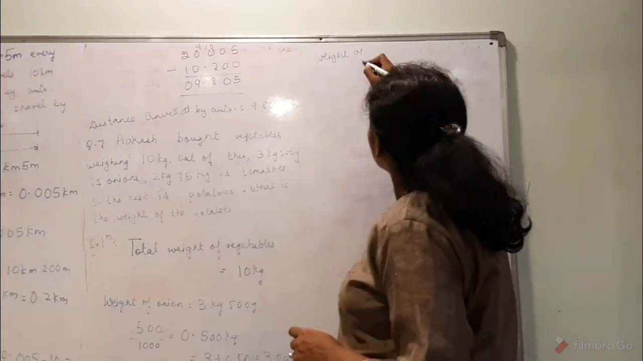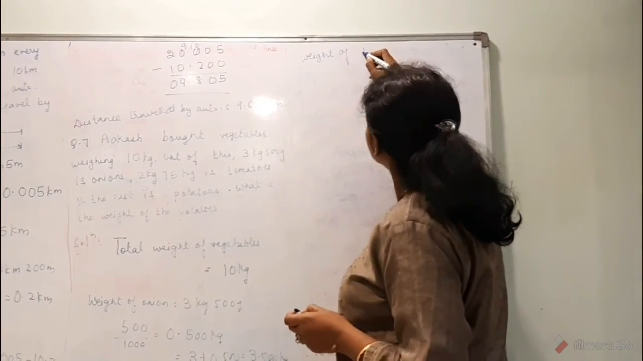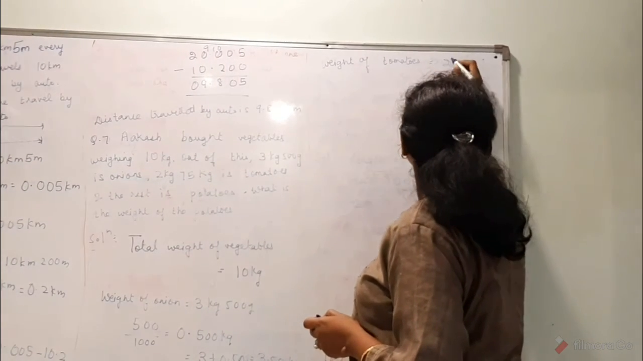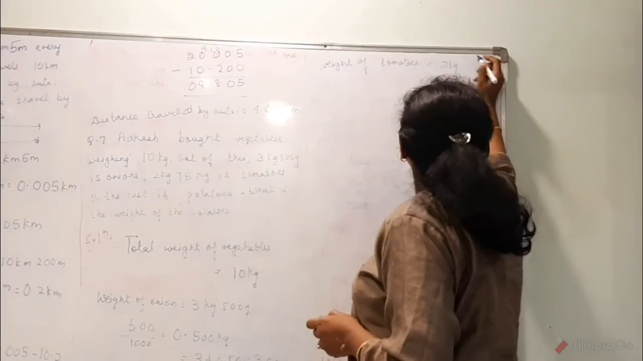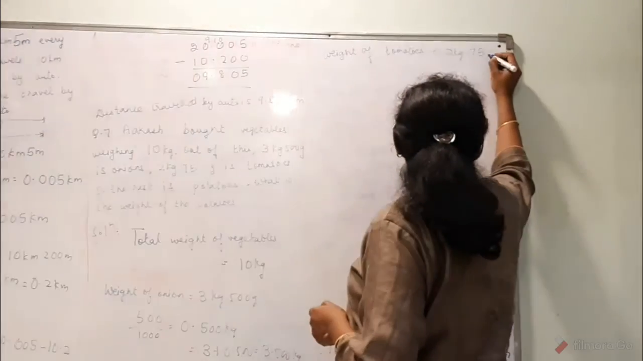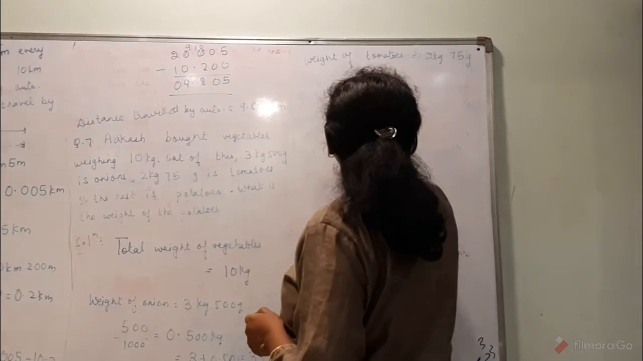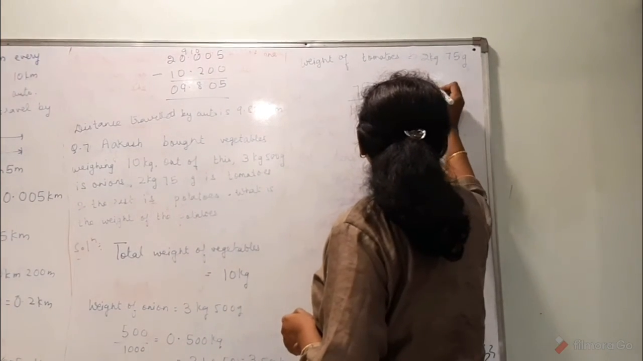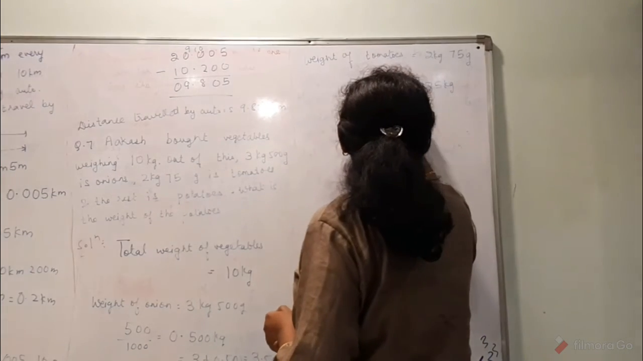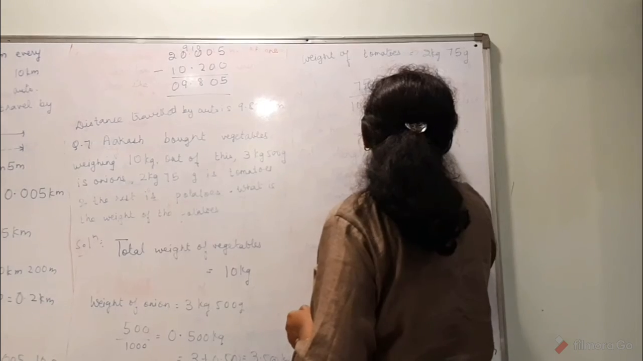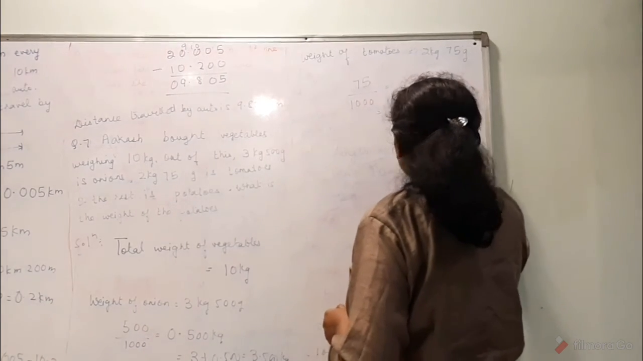Now you know the weight of tomatoes. So weight of tomatoes, that is 2 kg 75 gram. This is gram. So again gram we will convert into kg. So it is 0.075. This is 2 plus 0.075 is 2.075 kg.